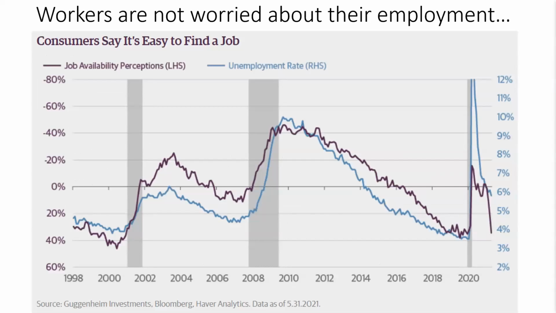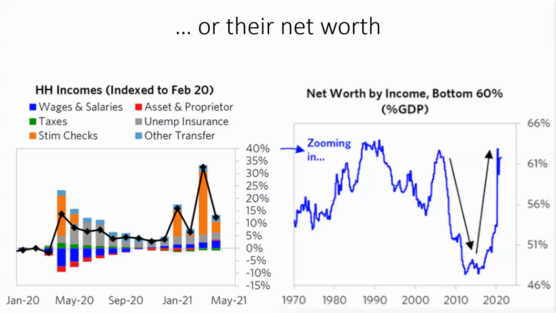So the job availability is pretty high, so workers aren't too worried about their status. As you can see in that purple line, the job availability perceptions are pretty high. People think that they can get a job if they need one. However, the employment rate's still high, and that's been disconnected. That's what makes me think that's probably driven by the stimulus checks. And Barry's point on childcare is probably valid as well. So workers are not worried about their employment, and they're not as worried as they used to be about their net worth.